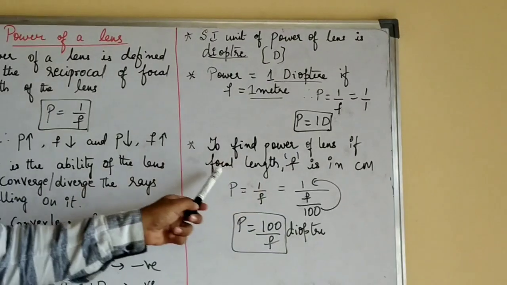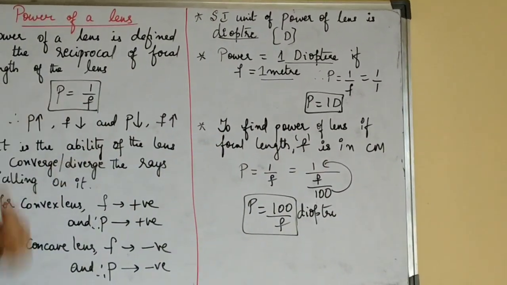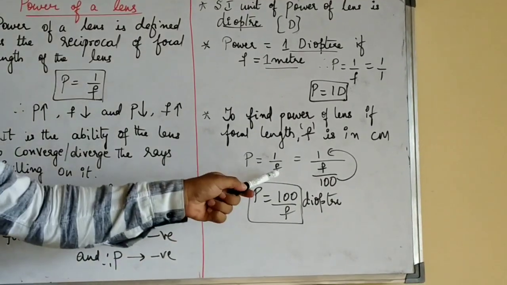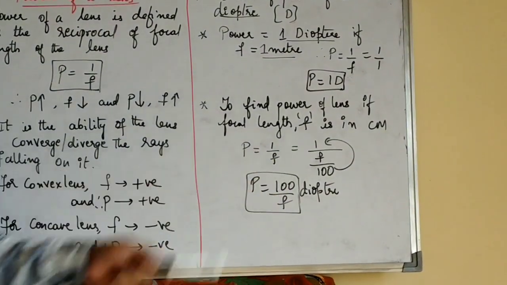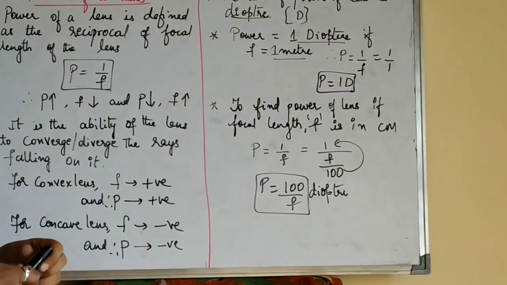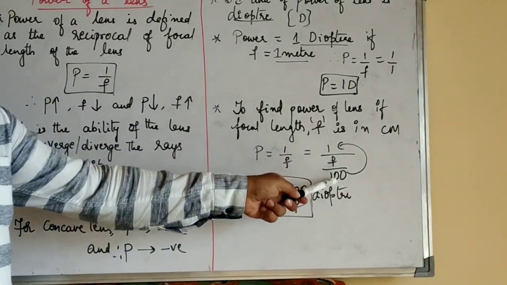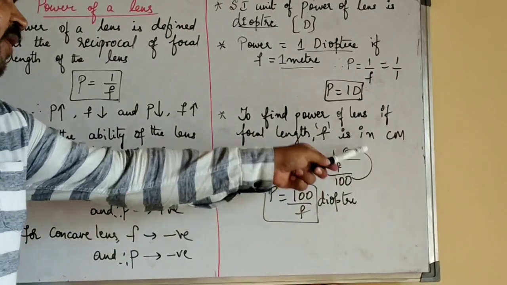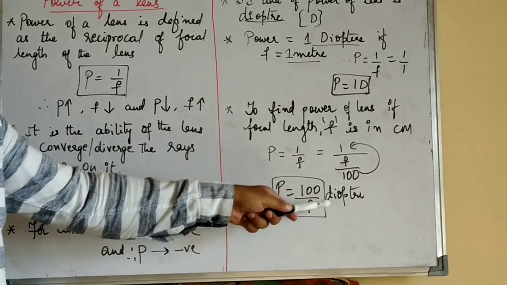Next. To find the power of the lens, if the focal length F is in centimeter. Now, this formula holds good if the focal length is in meter. Now, if the focal length is in centimeter, what do I have to do? Obviously, in the denominator of P is equal to 1 by F, you divide F by 100, because 1 meter is equal to 100 centimeters, or 1 centimeter is equal to 0.01 meters. So now 1 by F by 100 you take. Again 1 into 100 by F will come, means 100 will go to the numerator. So P is equal to 100 by F diopter.